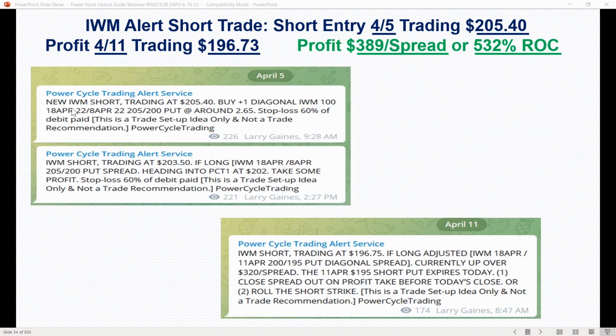So you can kind of see here it says IWM short was traded at 205.40 by diagonal. So this was going out, buying the 18 April 205 call and then selling against it the 8 April. So short duration there, right, at 265 or around there. So it was trading up here.